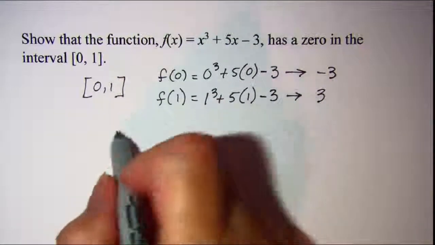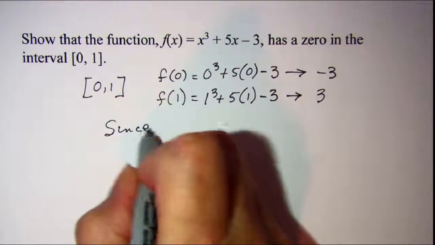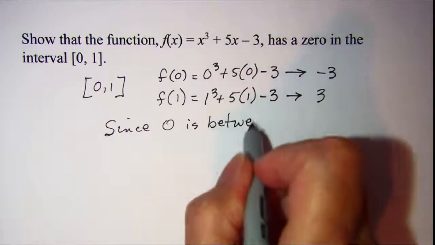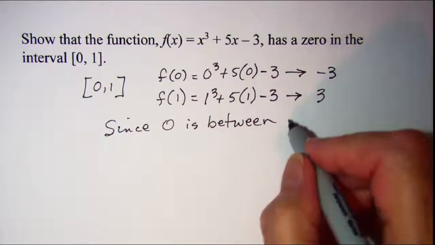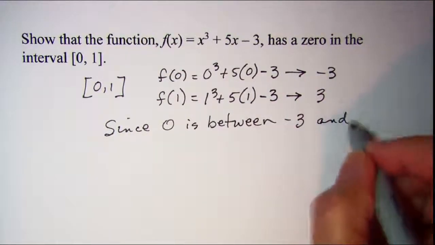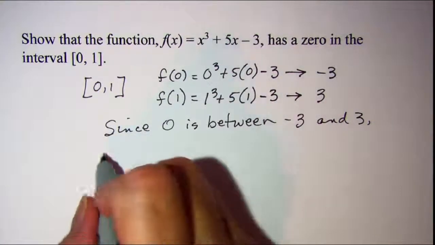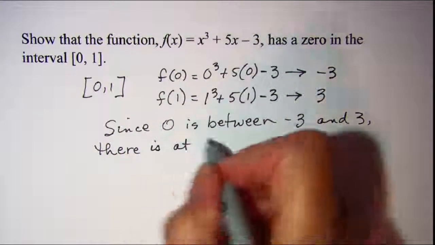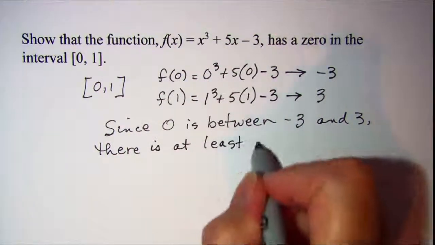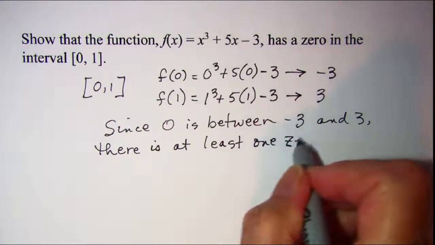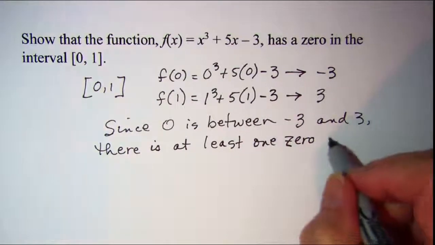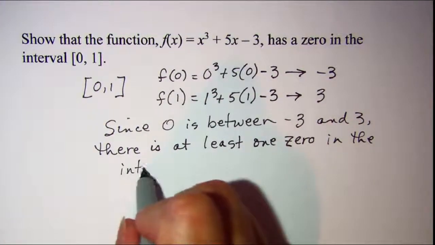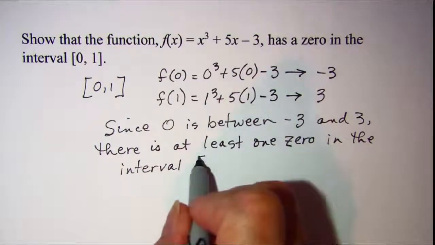And so since 0 is between negative 3 and 3, there is at least one 0 in the interval from 0 to 1.